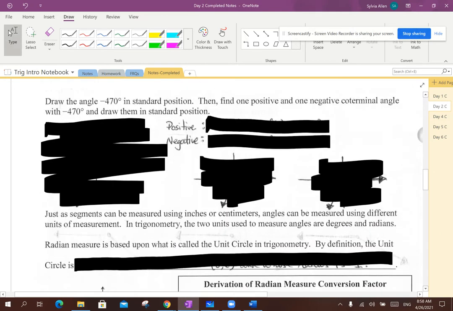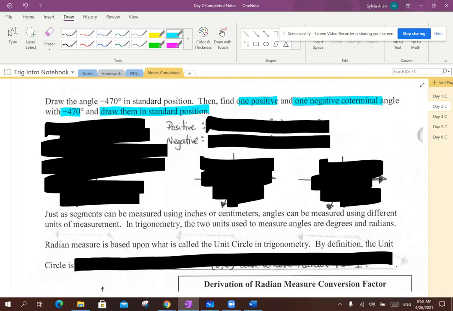So now you're supposed to draw negative 470 degrees in standard position. So do that on your paper. Then find one positive and one negative coterminal angle with negative 470 and draw them in standard position. Okay, so when you drew your negative 470 degrees in standard position, what did you find was your reference angle?